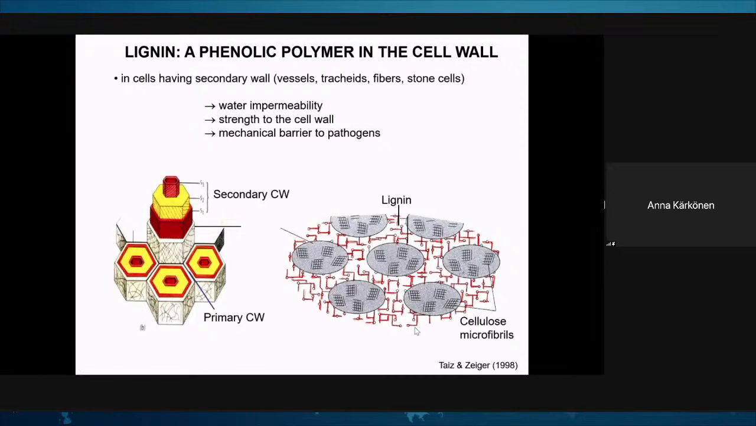So lignin is a phenolic polymer in the cell walls. Basically, it's in the cells having secondary cell walls, like water conducting vessels and tracheids, and support giving fibers and stone cells. At certain stages of development, lignin fills in all the spaces between the cell wall polysaccharides. So this excludes water from the cell wall. This gives cell walls water impermeability and strength. And lignin is a good mechanical barrier against pathogens.